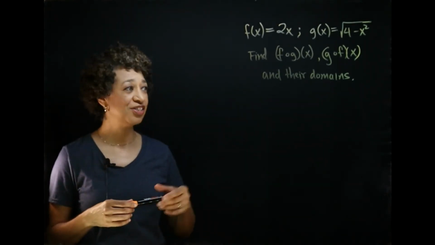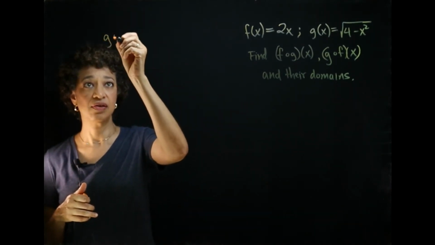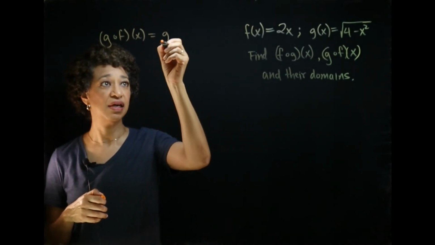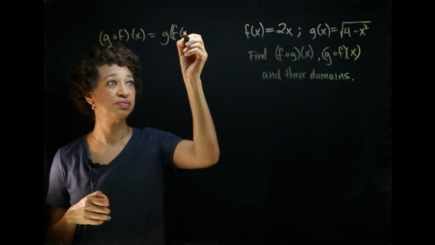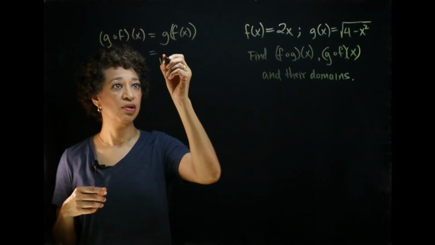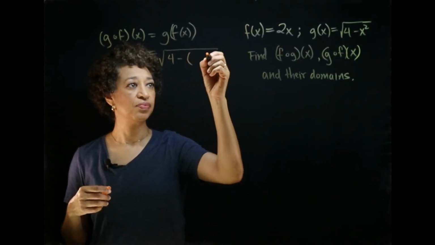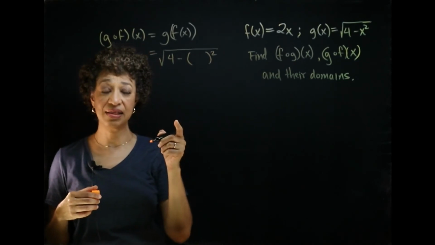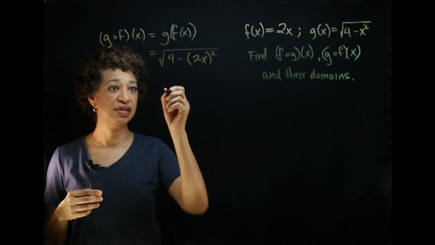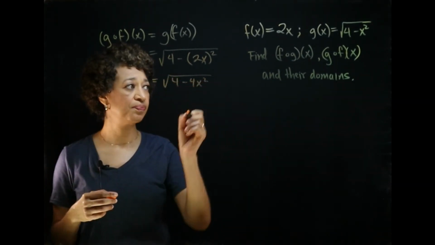Now let's find g of f of x and its domain. G of f of x has f as the inside function. So we're going to find the function named g, and we're going to leave a gap where the x is. Inside that x, we're going to put the function named f of x. There it is. Simplifying, we have 4 minus 4x squared.